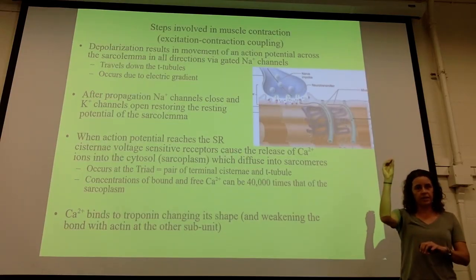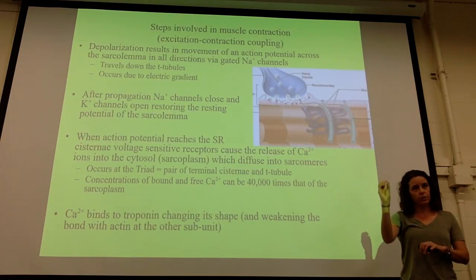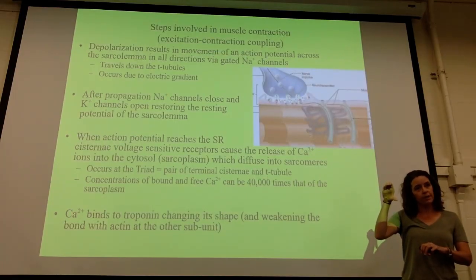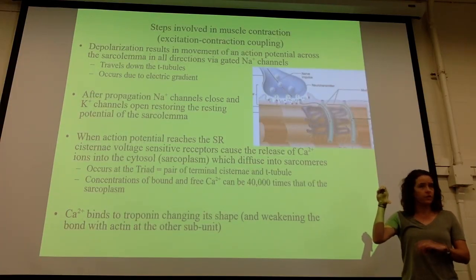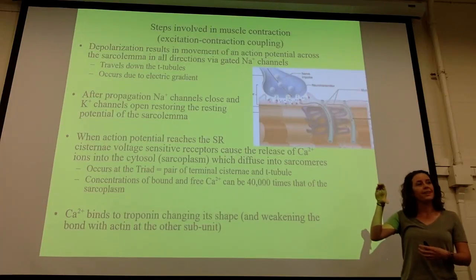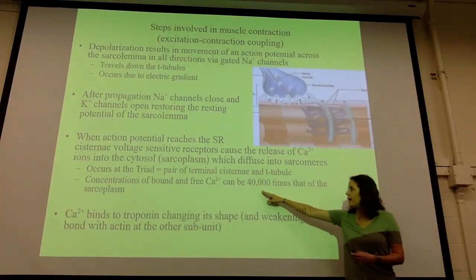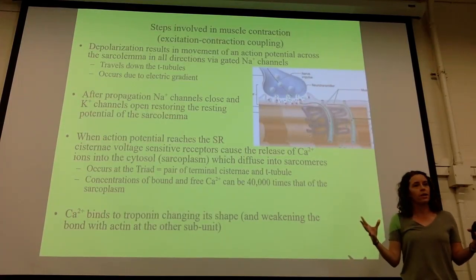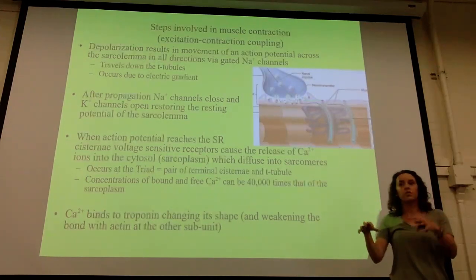As the action potential travels down the T-tubules, it triggers gates to open in the SR. The SR is where we store the calcium. So when those gates open, a ton of calcium releases from the SR and floods into the sarcomeres.